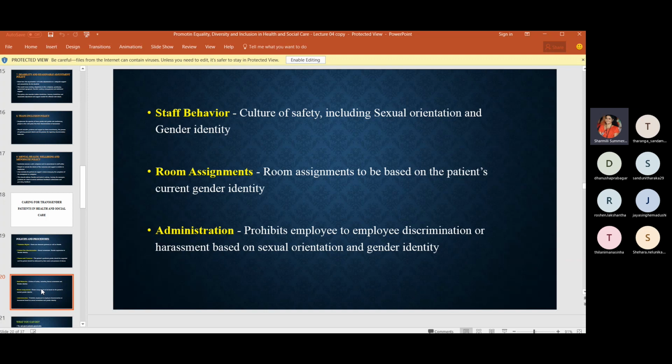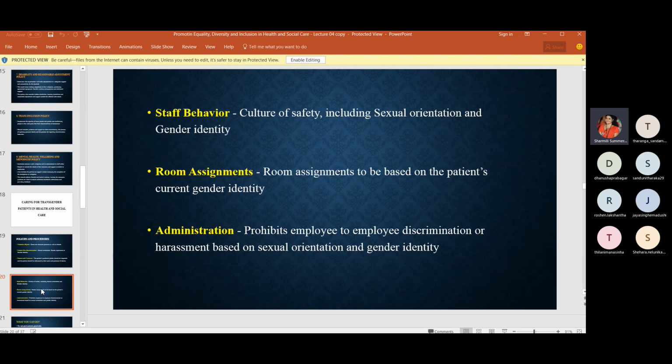So you need to provide the care for the transgender person similar to how you are providing the care for male or female patients. So irrespective of their culture, gender, age, you need to provide the same care and your behavior should be the same. Okay. Room assignments. Room assignments to be based on the patient's current gender identity.